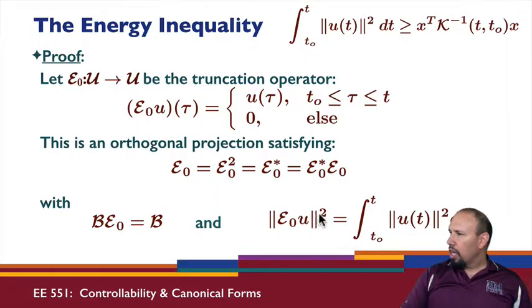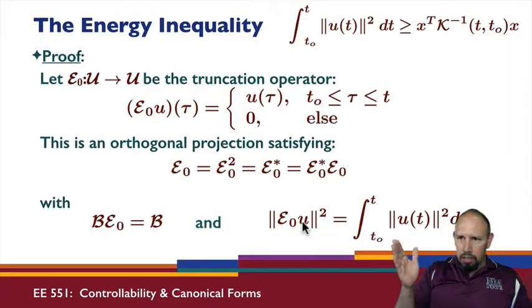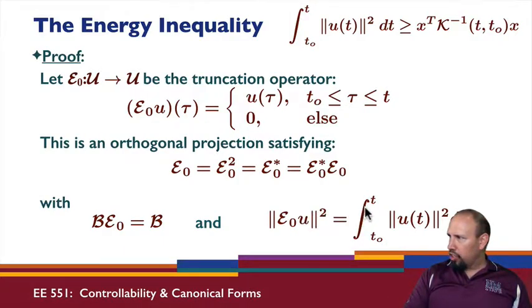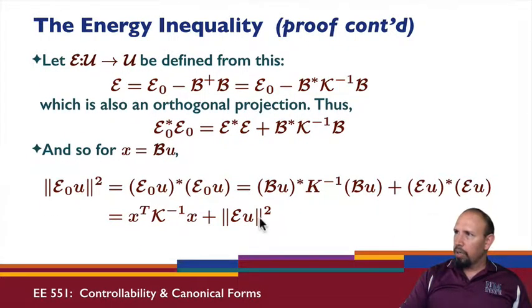I'm sorry. The U itself may go on beyond t0 and t. So this projection is just this from t0 to t integral squared. Okay, so that is the truncation operator. I'm going to define another operator that is given by our truncation operator minus this operator.